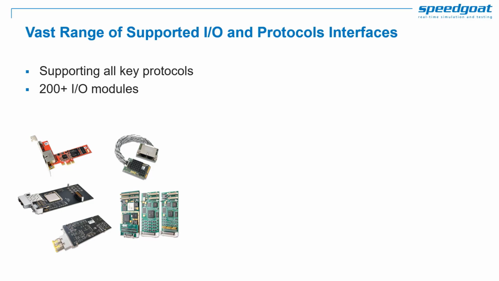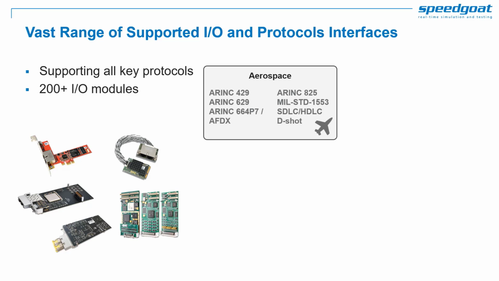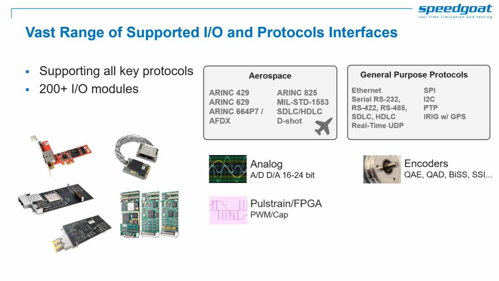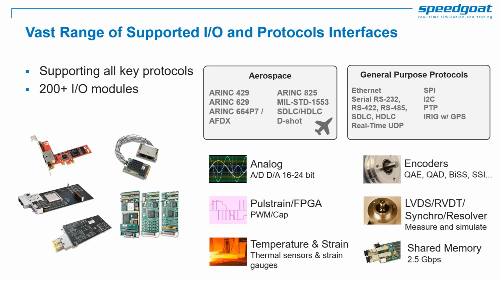Speedgoat is supporting all key protocols for the aerospace industry, such as ARINC 429, AFDX, or MIL standard 1553. Overall, we support over 200 I/O modules. We also have general-purpose protocols such as SPI, I2C, Ethernet, and a vast range of analog and digital protocols. You can leverage all relevant I/O protocols and at the requested voltage level and sampling rate, and even perform fault insertion. These I/O interfaces can seamlessly be integrated into the workflow from MATLAB and Simulink.